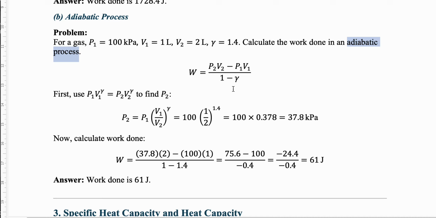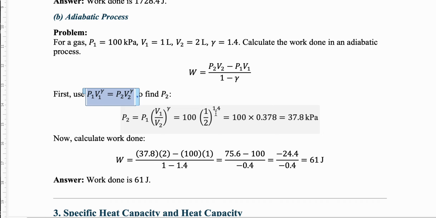Now in order to find out P2, we can simply use this relation of PV to the power gamma is equal to constant. Yesterday I told you, if I say PV to the power gamma is equal to constant, that means P1 V1 to the power gamma is equal to P2 V2 to the power gamma is equal to P3 V3 to the power gamma. When you multiply these two quantities, you are always going to get a constant value. So from here you can say P2 is equal to P1 V1 by V2 to the power gamma.